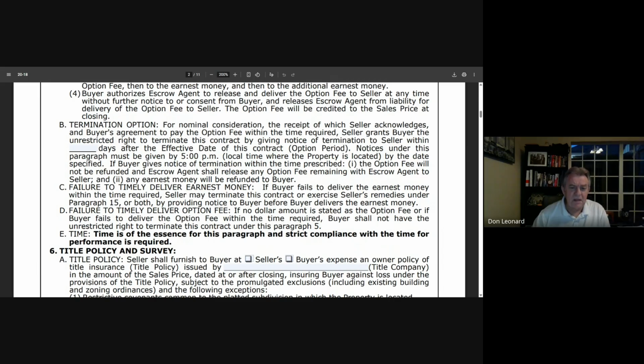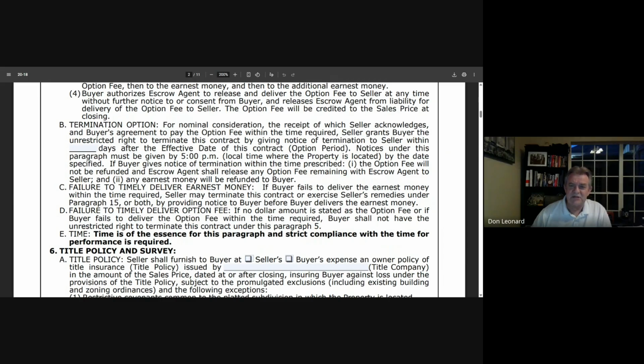So they have until 5:00 p.m. to terminate. If they don't terminate, then the option period is over. Everything goes forward. And it says if the buyer does send in that termination within that time frame, then of course they get their earnest money back. They do not get their option fee back.